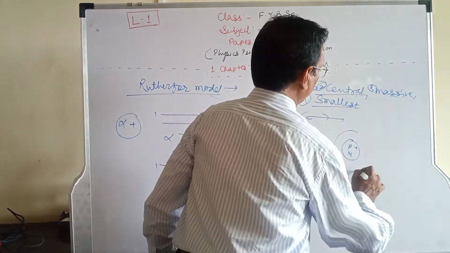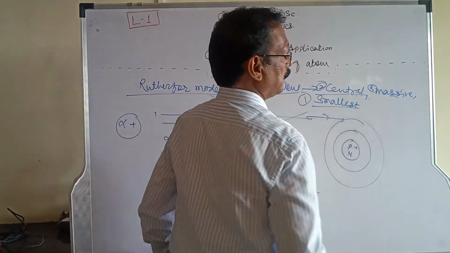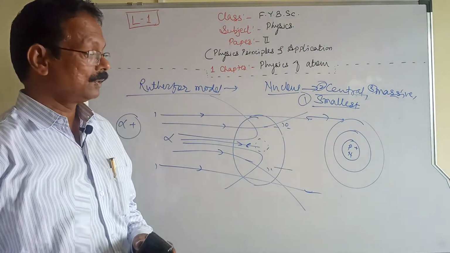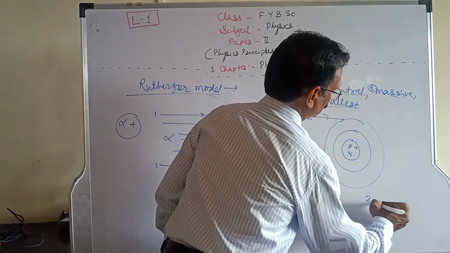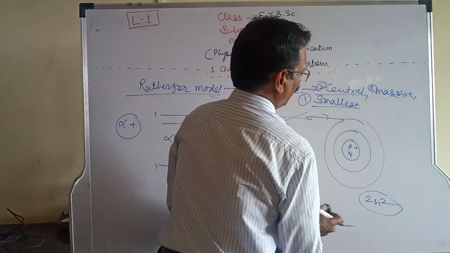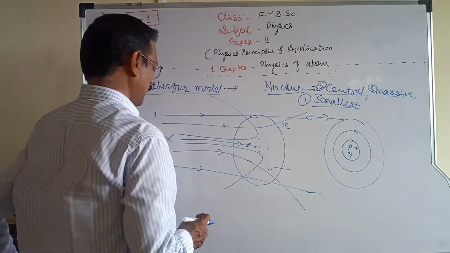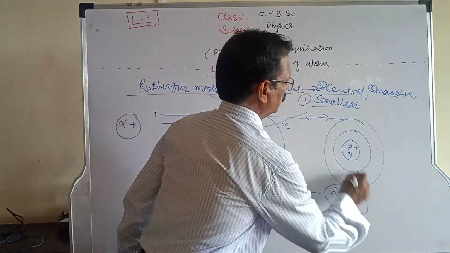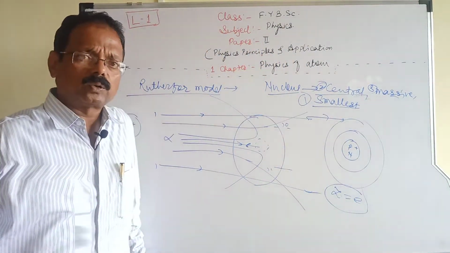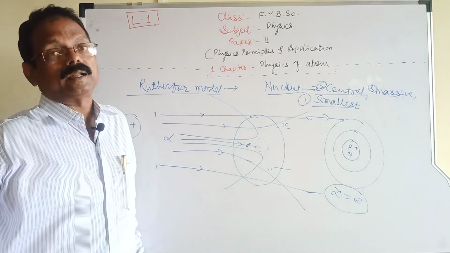And electrons are revolving around the nucleus in circular orbits. Now, how many electrons are revolving? It can be found out by the formula 2n square. So remember, the atom is electrically neutral. The number of protons Z is equal to the number of electrons in this case. It means the atom is electrically neutral.